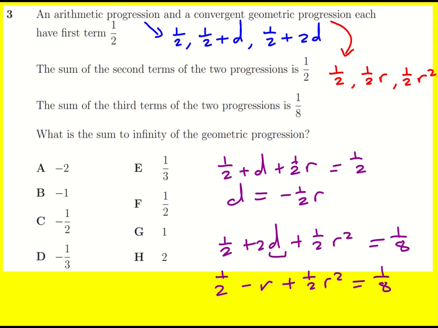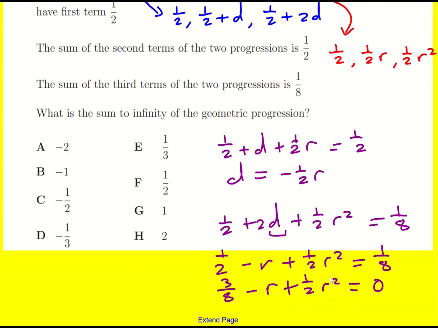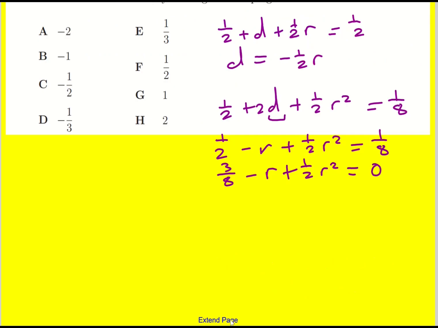I think I'll subtract the 1/8 first. So a half minus 1/8 is going to be 3/8. All right, so I'm going to times through by 8 now. So 4r squared minus 8r plus 3 equals 0.